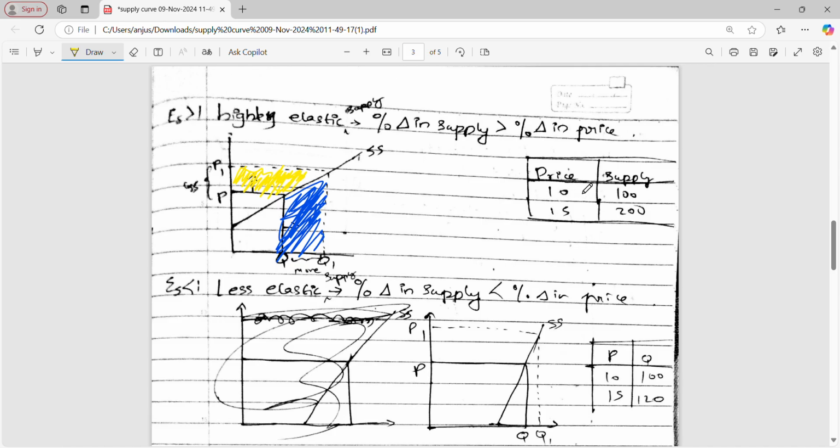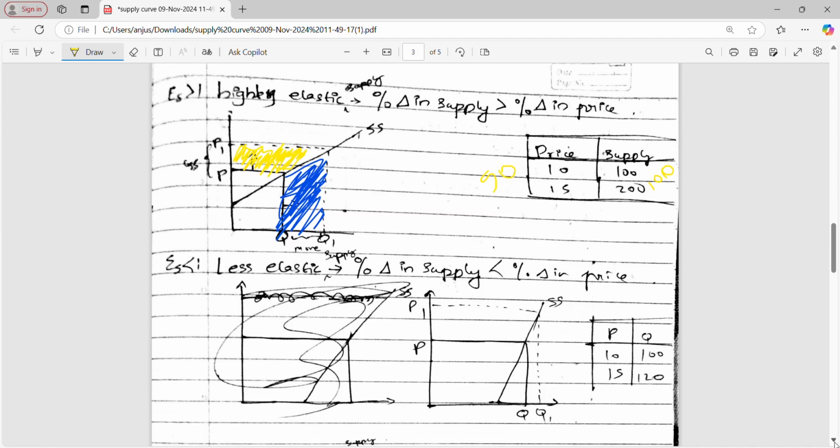So that is, when the price is 10, supply is 100. When the price is increased by 50%, supply increased by 100%. Okay. When price was increased by 50%, supply increased by 100%. Next is less elasticity.